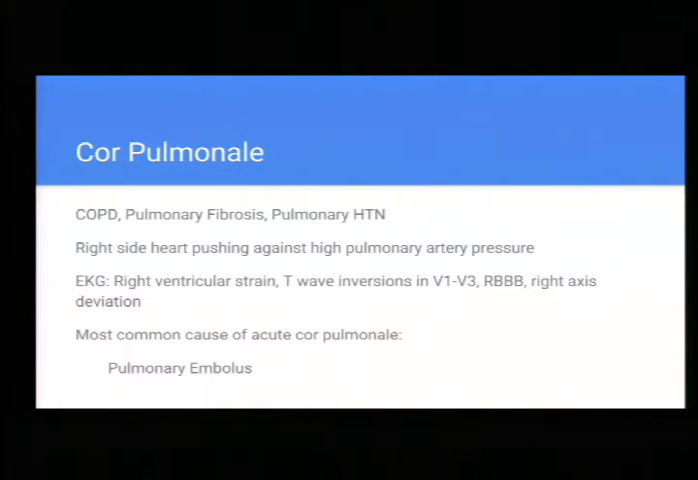And the last one that you will see acutely is cor pulmonale. This is seen in your COPDers, your pulmonary fibrosis, and pulmonary hypertension patients. So that right side is pushing against a very high pulmonary artery pressure. They get right ventricular strain, with T-wave inversions in V1 through V3. You'll see right bundle branch blocks and right axis deviations. So your COPD and pulmonary diseases are going to be your most common causes of chronic cor pulmonale. Your acute, so you get a 42-year-old woman, sudden onset, of kind of all your right-sided heart failure.